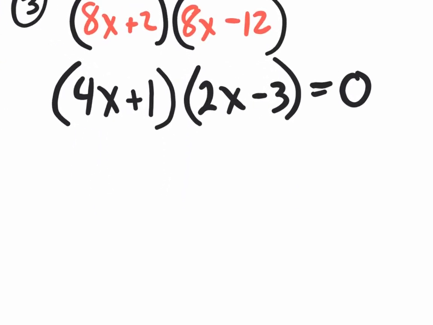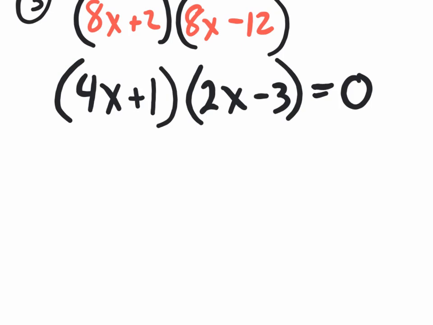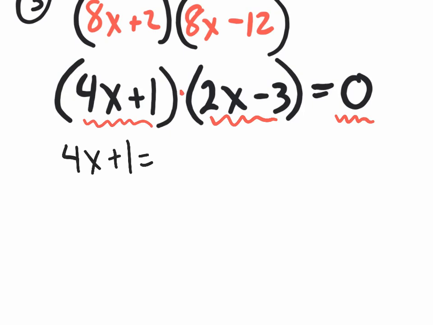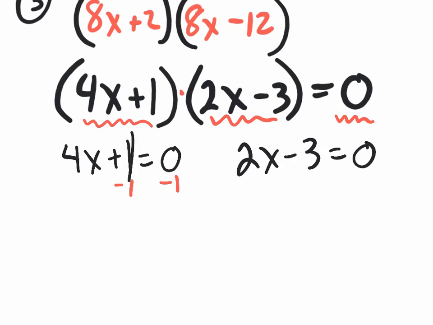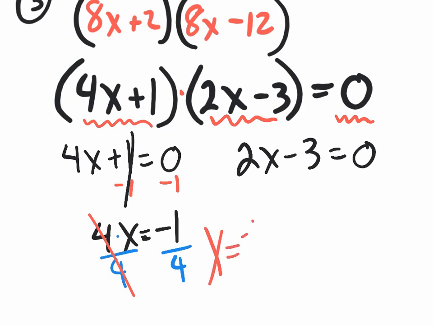Now, once I have this, now that it's in factored form, I could use the zero product property. If something times something gives me 0, then the first something could be 0, or the second something could be 0. So let's solve both. Minus 1, minus 1. We're going to end up with a 4x equaling negative 1. Final step would be to divide by 4, and there's your answer. X equals negative 1/4.